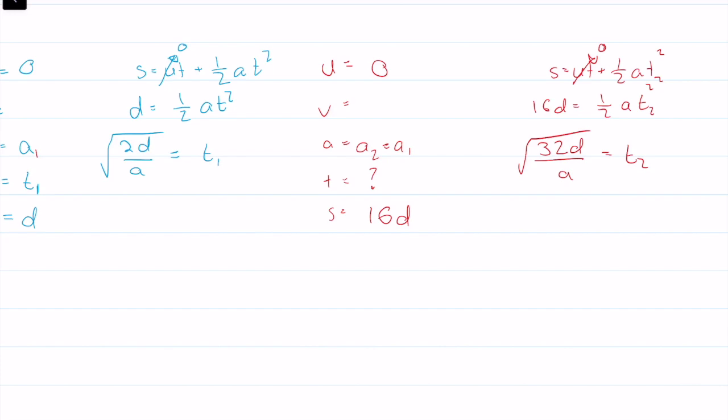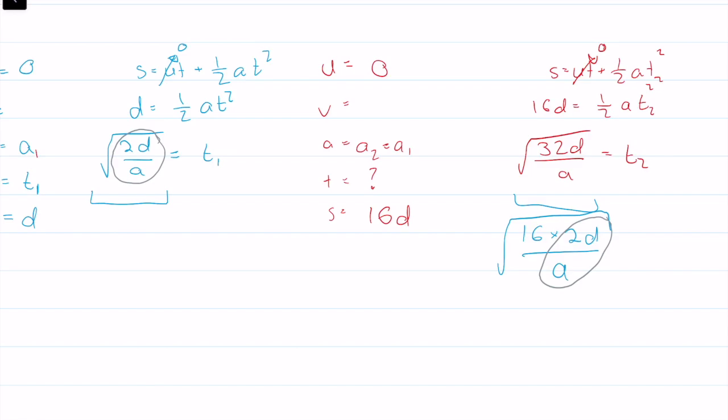Now I have an expression for t1 and t2, but I want t2 in terms of t1. So what I basically want to do is pull out this expression from this expression right here. How am I going to do that? I'm going to say this is 16 times the square root of 2d over a. This expression right there comes out here.